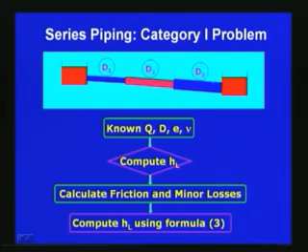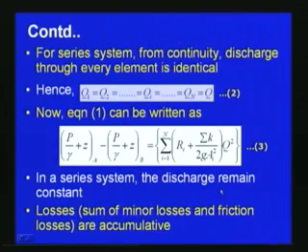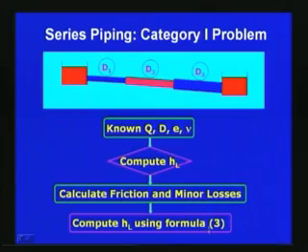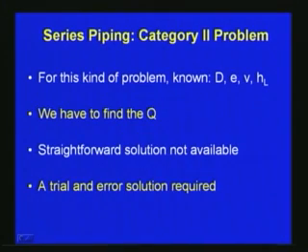So, here two tanks are there and 3 pipes are connected in series, pipe 1, pipe 2, pipe 3, with diameters d 1, d 2 and d 3. Here the known values are the discharge, the diameters, the roughness height and also the kinematic viscosity nu. We want to compute the head loss HL. Here we can calculate the friction and minor losses as we discussed in the last few slides, and we can directly get HL, the head loss, by using equation number 3. Since this is a straightforward problem to find the head loss HL, this is a category 1 problem.